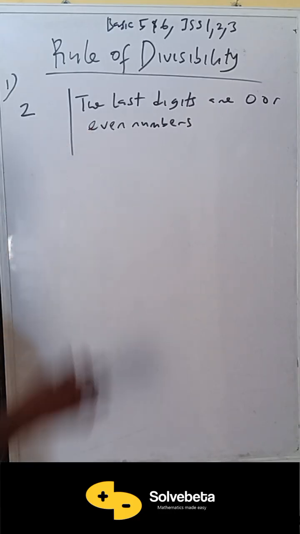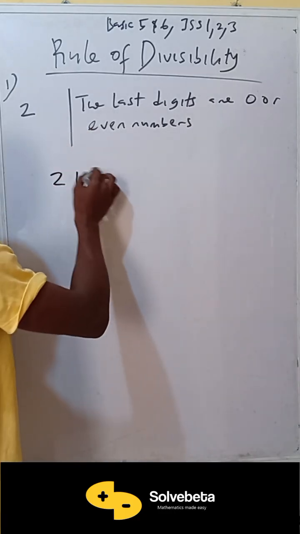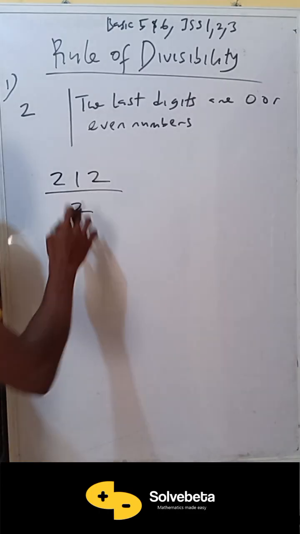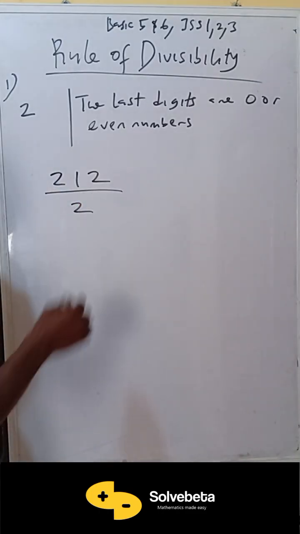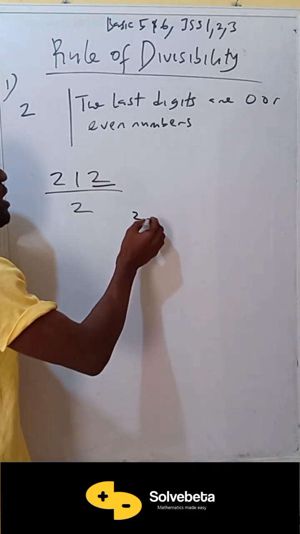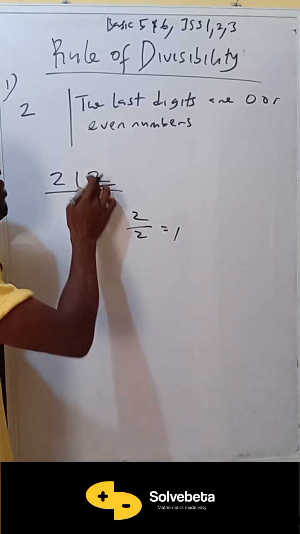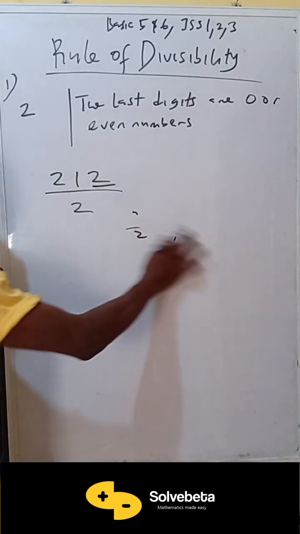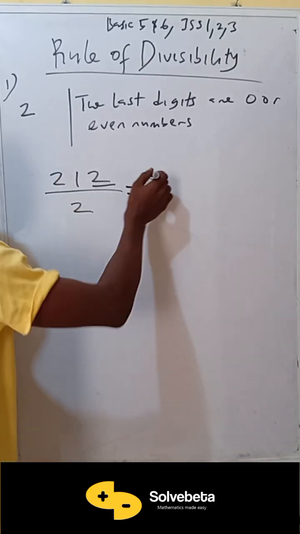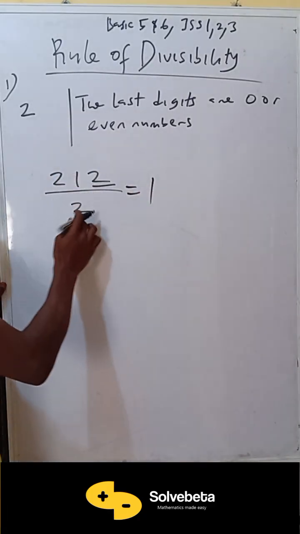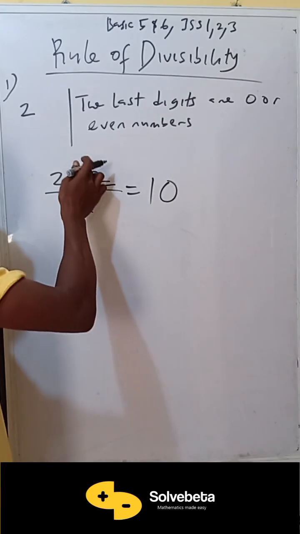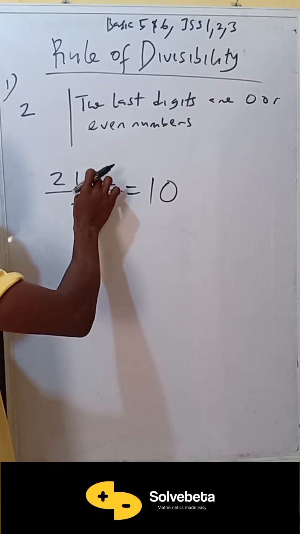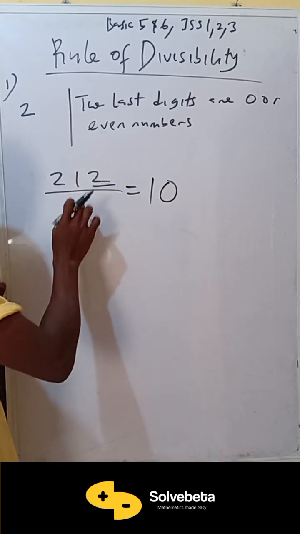So for me to know that 212 can be divided by 2, the last digit here is 2. Can 2 be divided by 2? Yes, 1. So if 2 can be divided by 2, it means that 212 can be divided by 2. This will give you 2 divided by 2, 1. 1 divided by 2, 0, remainder 1. That 1 joined to this 2 becomes 12. 12 divided by 2 is what?